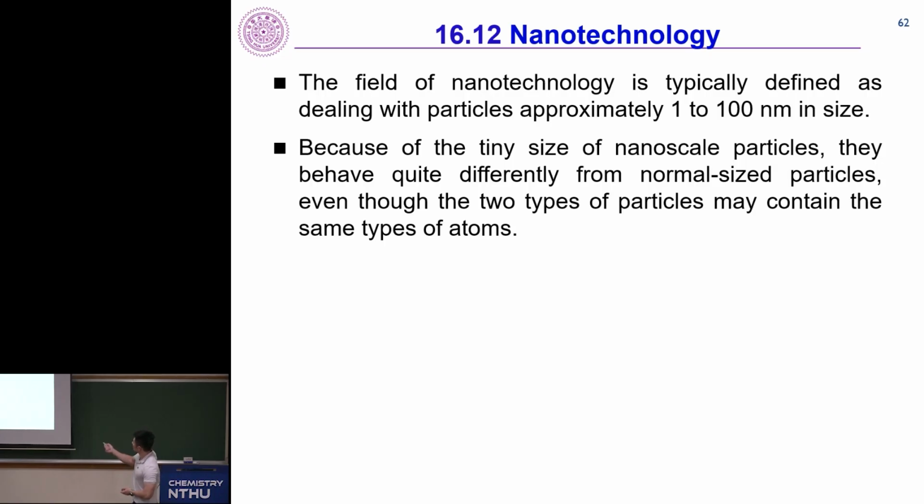The field of nanotechnology is typically defined as particles approximately 1 to 100 nanometers in size. That means if you can cut this particle smaller and smaller such that it reaches nanometer scale, then we reach something really interesting, and we call this nanotechnology. Because of the tiny size of nanoparticles, they behave quite differently from normal-size particles, even though they are both solids. We learned about all these packings. Even though two types of particle may contain the same type of atoms.